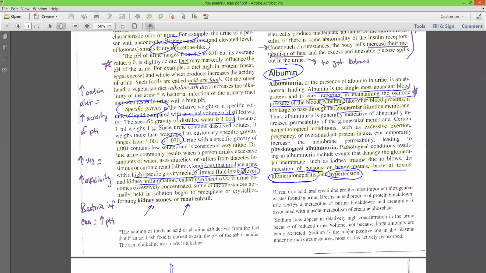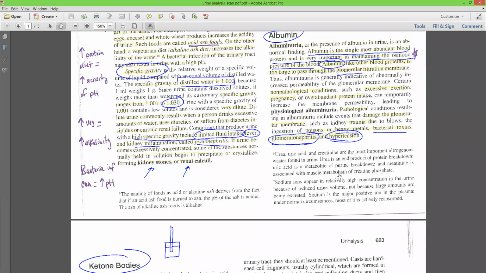Okay, so it could indicate heavy metal poisoning, bacterial infection, glomerulonephritis. So the glomerulus, which is responsible for the glomerular filtration rate in the kidney, might be inflamed, or a side effect of hypertension.